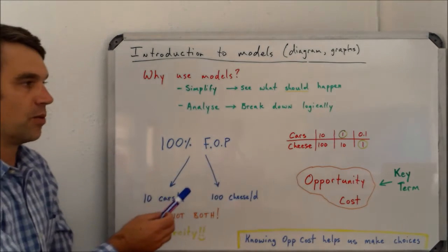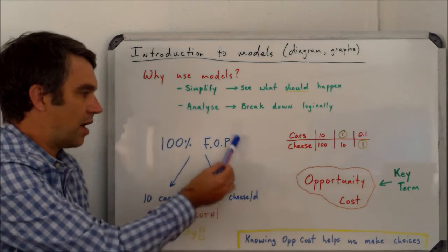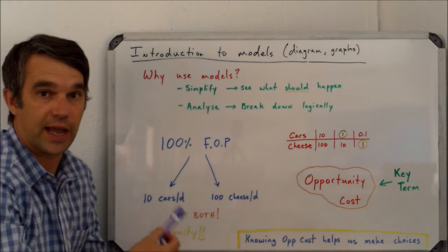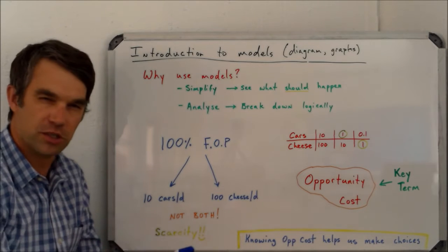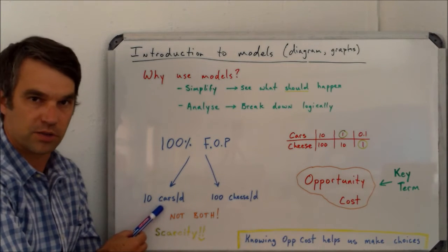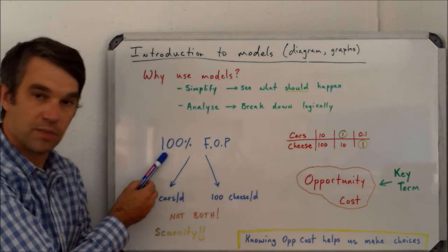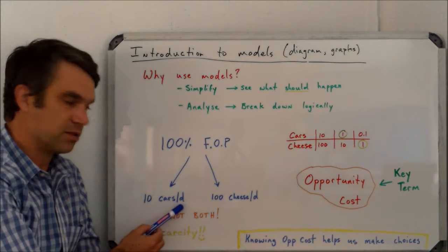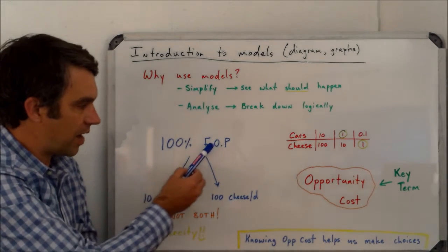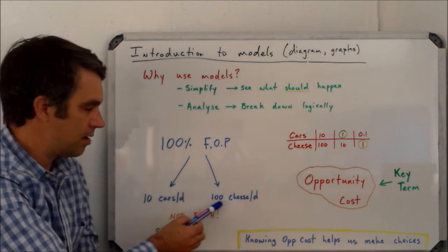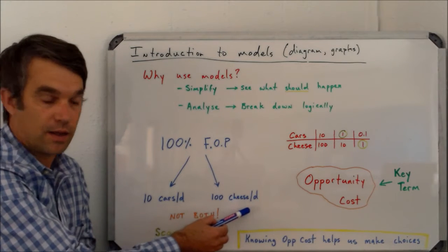Let's start off with an idea that we started with in the last video. Let's think about a country that had all of its factors of production, all of its land, labor, capital, and entrepreneurship. If they were to devote all of that to making just one thing, let's say cars, they could make 10 cars per day. Or, if instead they devoted all of their factors of production to making cheese, they could make 100 kilograms, or blocks, of cheese per day.